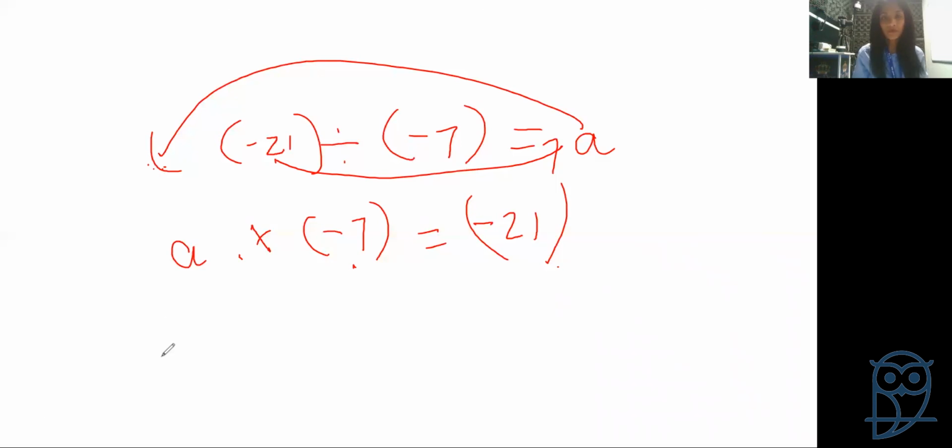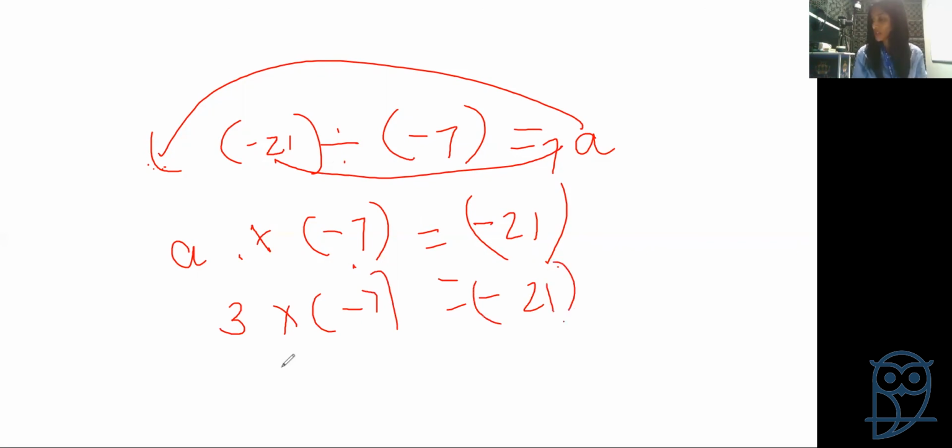Anybody? What do I need to multiply by 7 to give me 21? Your answer should be 3. So 3 times -7 should give us -21. And that's how you would get your answer for that.